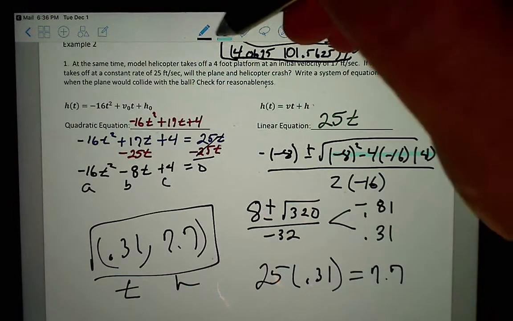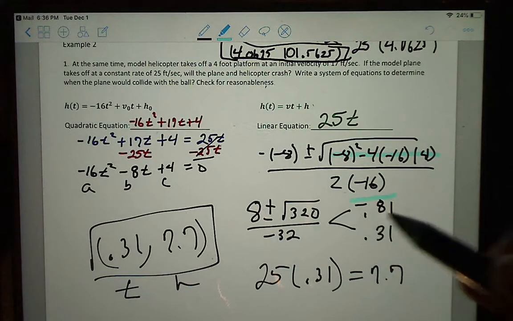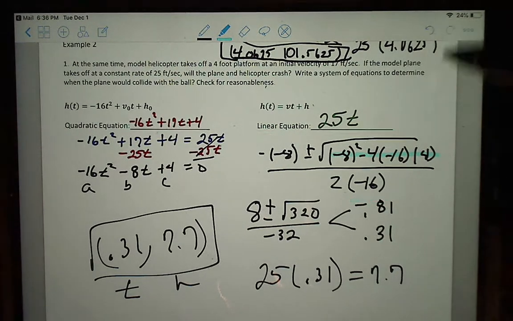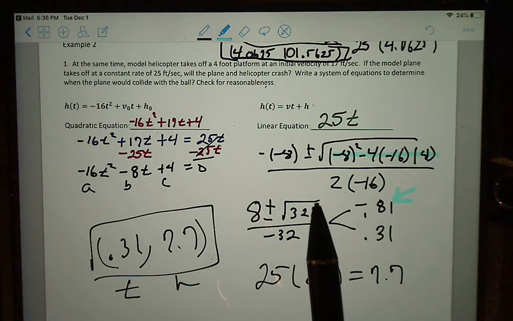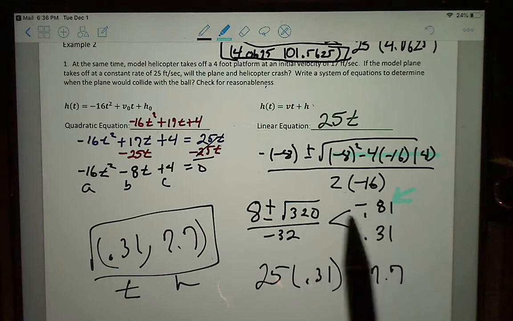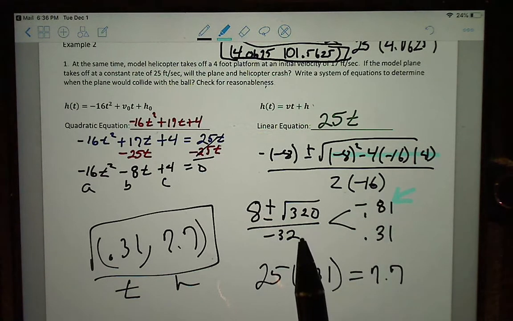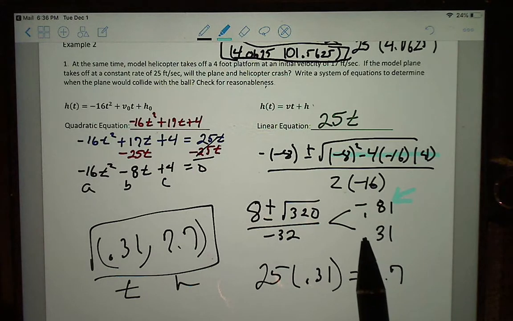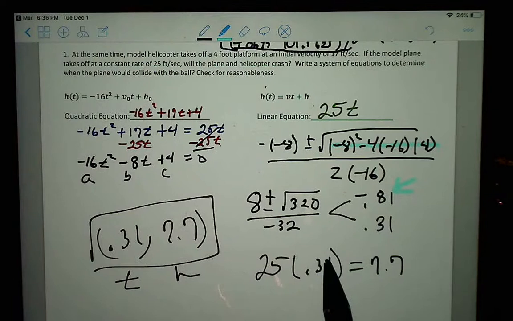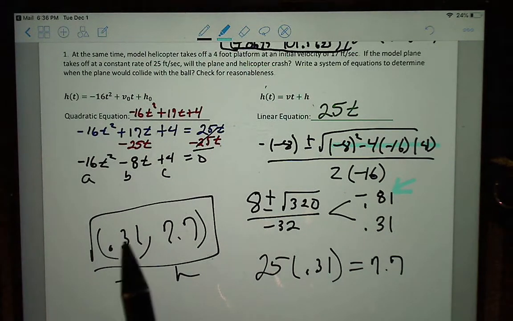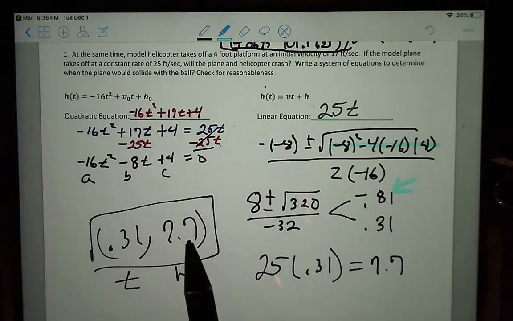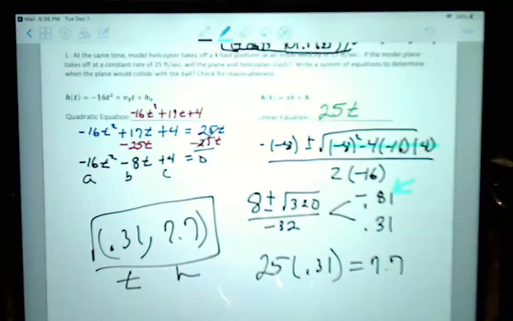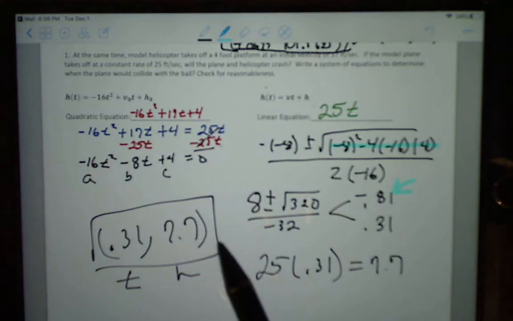Now, the reason why I didn't use this negative 0.81 right here has to do with, again, reasonableness and the fact that because I'm talking about times and taking off, this negative 0.81 seconds would not count in this particular case. So the 0.31 is the one I use to figure out the height in which they collide. So at 0.31 seconds, they both collide at roughly 7.7 feet. And again, roughly because it's a decimal number. It looks like this, 7.725. So we're going to approximate to 7.7 feet.